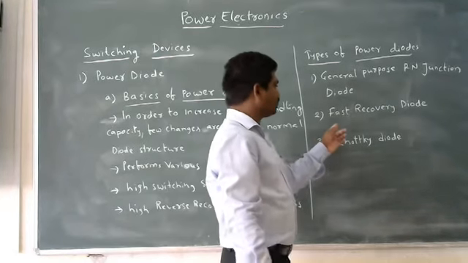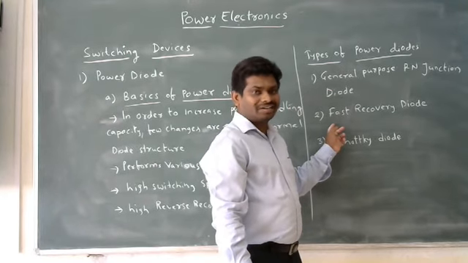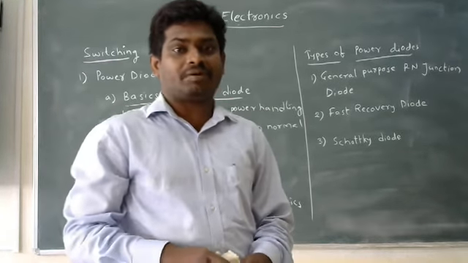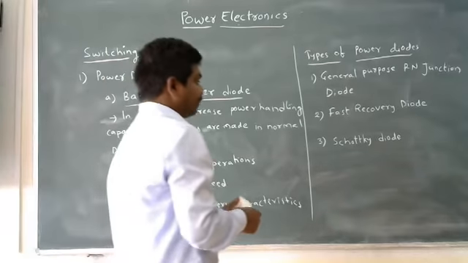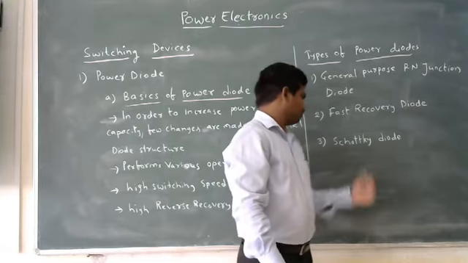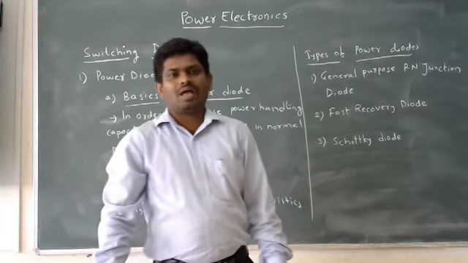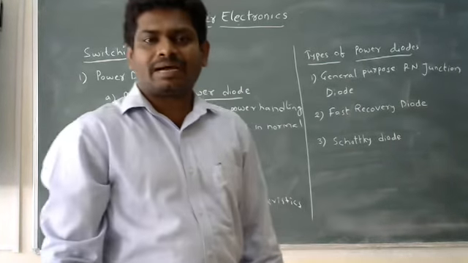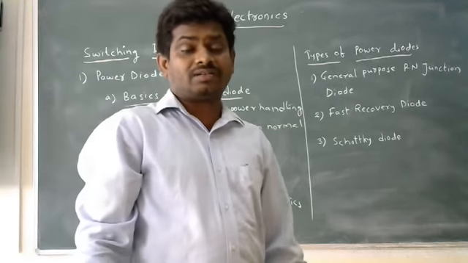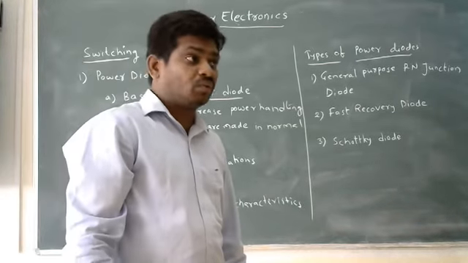These are used mainly in high power applications called inverting operation. Inverting operation means we convert the DC power into AC power for different applications. In that case, we are going to use these fast recovery diodes. And coming to Schottky diodes, Schottky diodes are specially made for high current, low voltage type applications, and they handle breakdown voltage values from 50 volt to 100 volt.